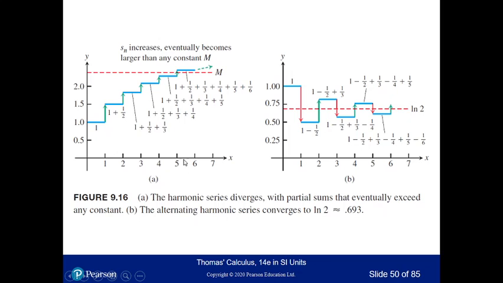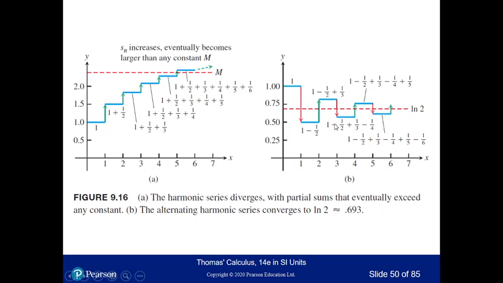This harmonic series is divergent. Okay? It's going to go up, up, up. You won't be able to stop it. Okay? The partial sums, they increase eventually. They get bigger. You cannot make it stop, so it is divergent.